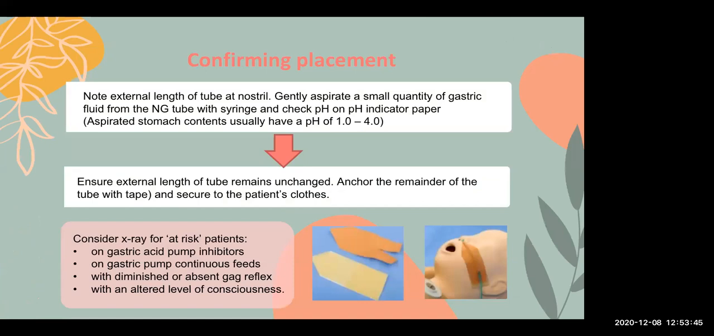For confirming the placement, note the external length of the tube at the nostril, and then gently aspirate a small quantity of gastric fluid with a syringe and check the pH on pH indicator paper. Usually the pH is between 1 to 4, or it can be below 5.5. Then ensure the external length of the tube remains unchanged.